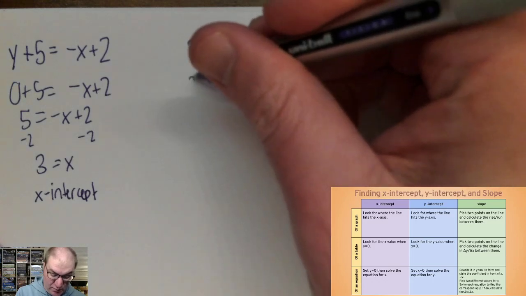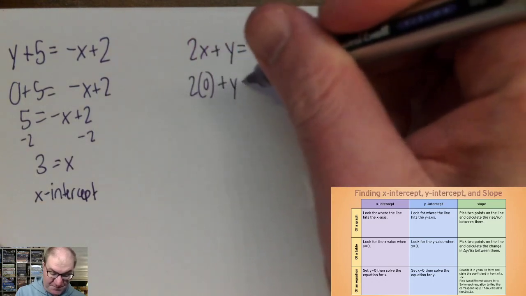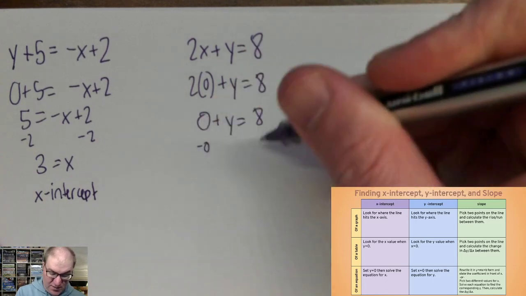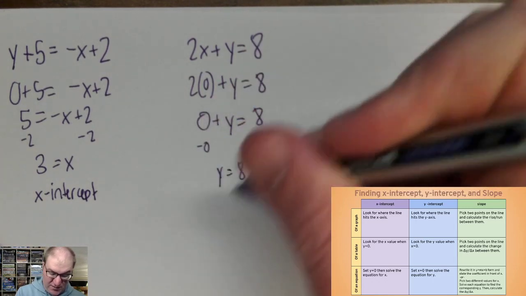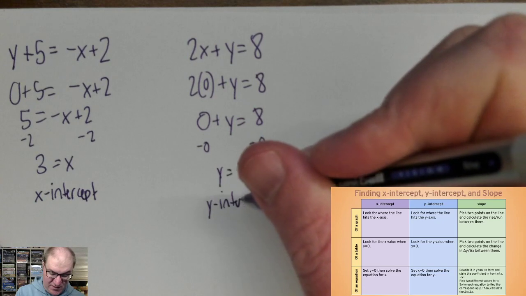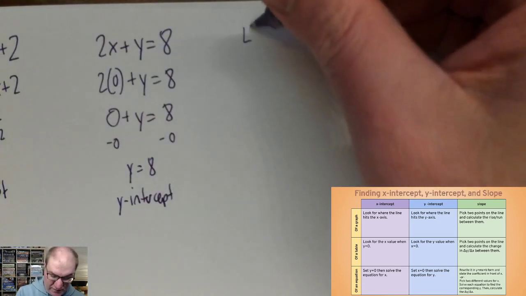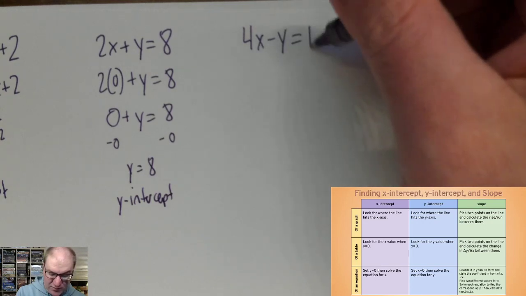To find the y-intercept, we make x be 0. We get 0 plus y equals 8. Minus 0, minus 0, y equals 8. The y-intercept is 8. And then let's just do one more equation like that: 4x minus y equals 12.